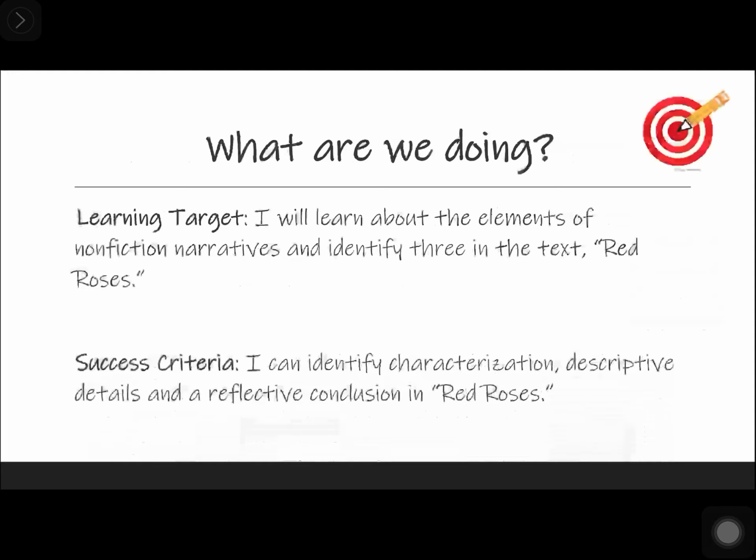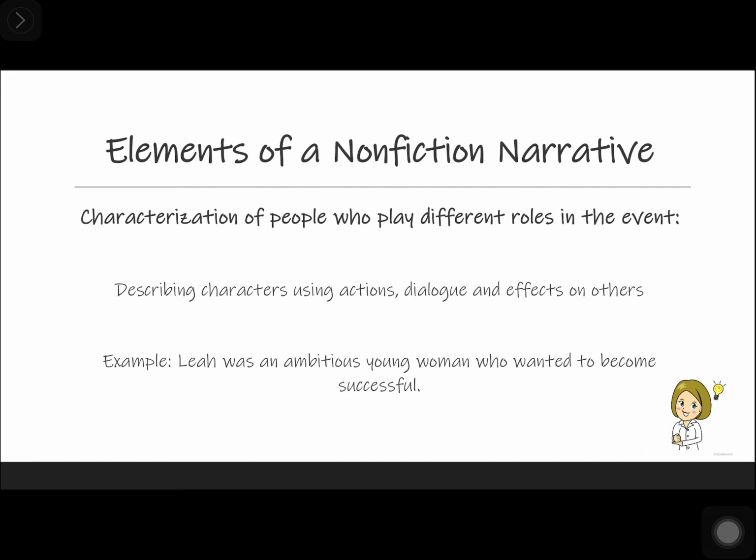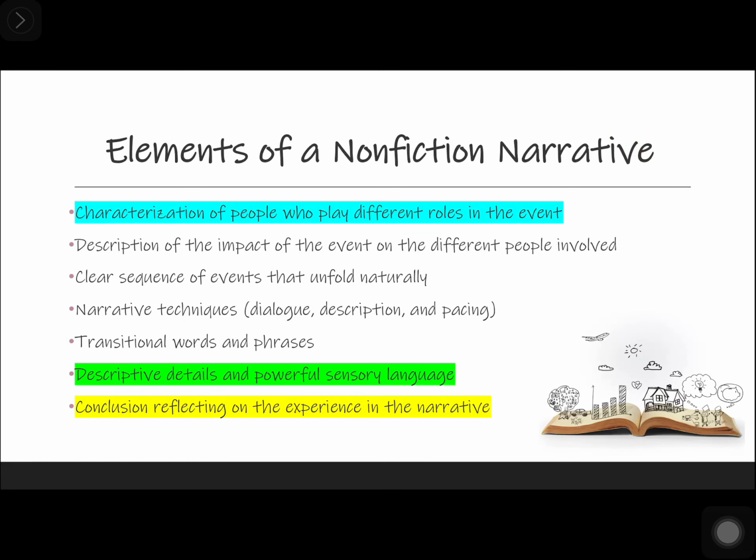All right, so what are we doing? I will learn about the elements of nonfiction narratives and identify 3 in the text, Red Roses. I can identify characterization, descriptive details, and a reflective conclusion in Red Roses. Let's go back real quick to here. Remember, you are going to be highlighting characterization in blue, descriptive details and sensory language in green, and that conclusion that reflects or that theme in yellow.